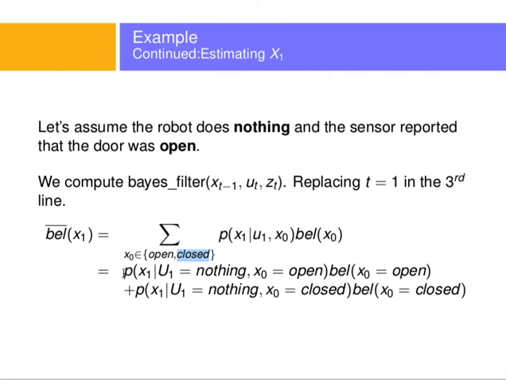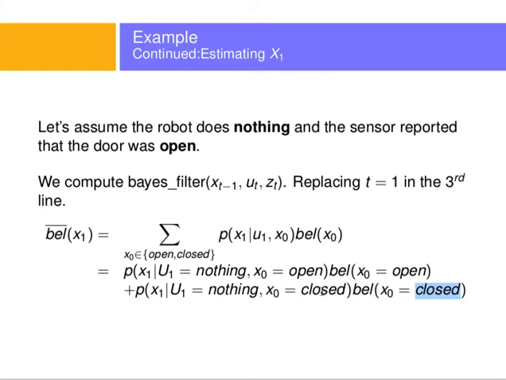So first, the first one. The probability of x1, given that I did nothing and the door was open, times my belief that it was open. Now I'm going to do the same thing for closed. Remember, I'm following the summation. So plus the probability of x1, given that I do nothing and the door was closed, times the belief that the door was closed. I will add these two.